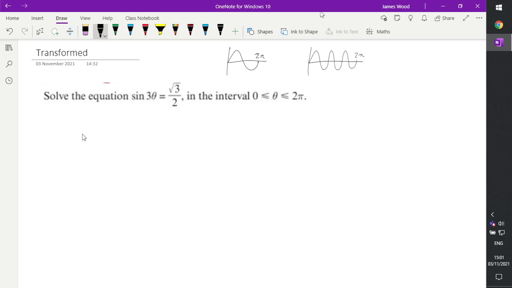Now we can either do it with a substitution, or we can think about the graph here. I'm going to do it as a substitution first. I'm going to let 3 theta equal phi. So that means that sine phi is root 3 over 2. Now the other thing I need to do is change my limits. If 3 theta equals phi, then that means that theta is phi over 3.